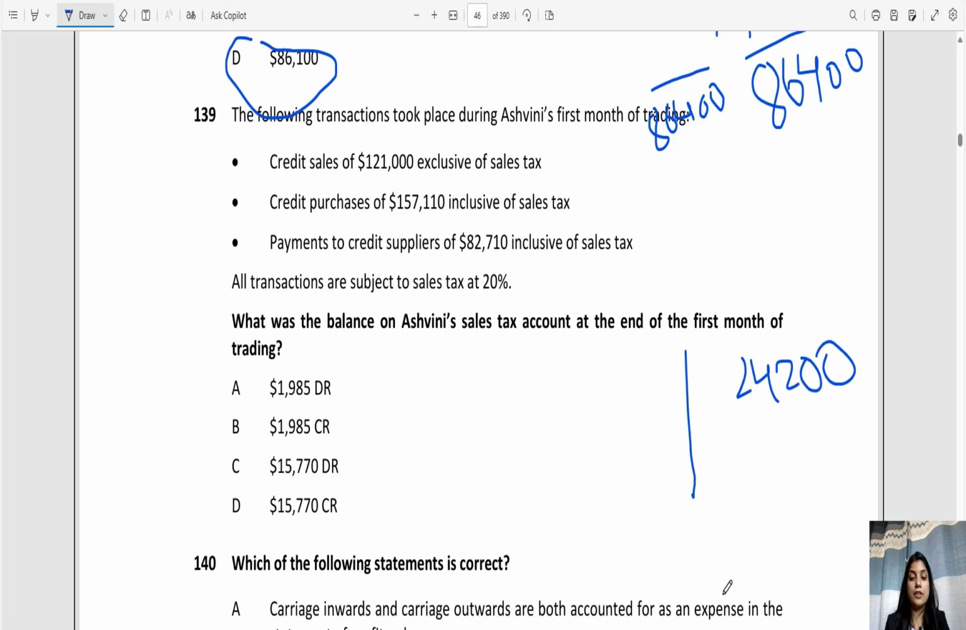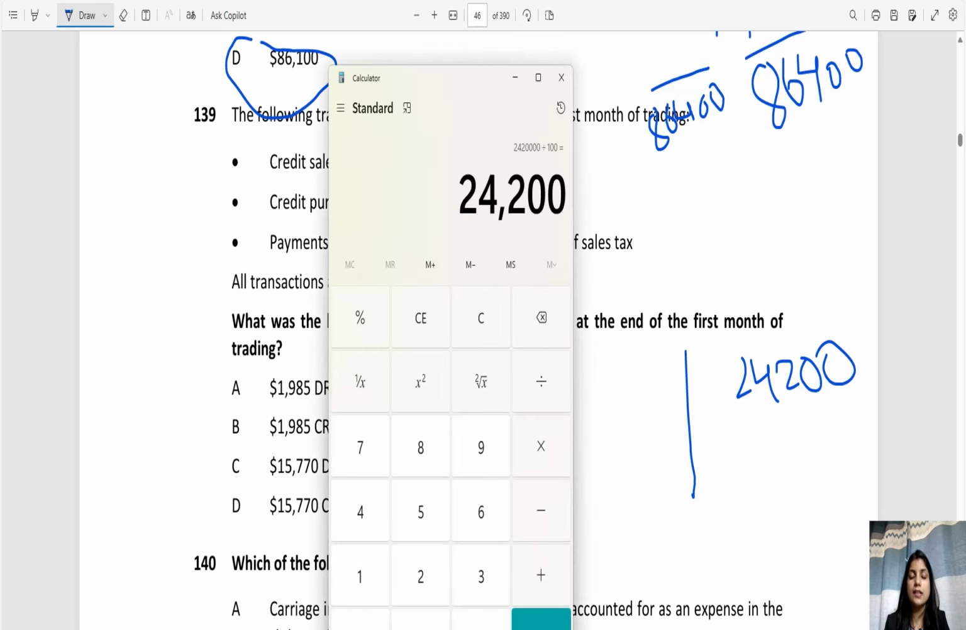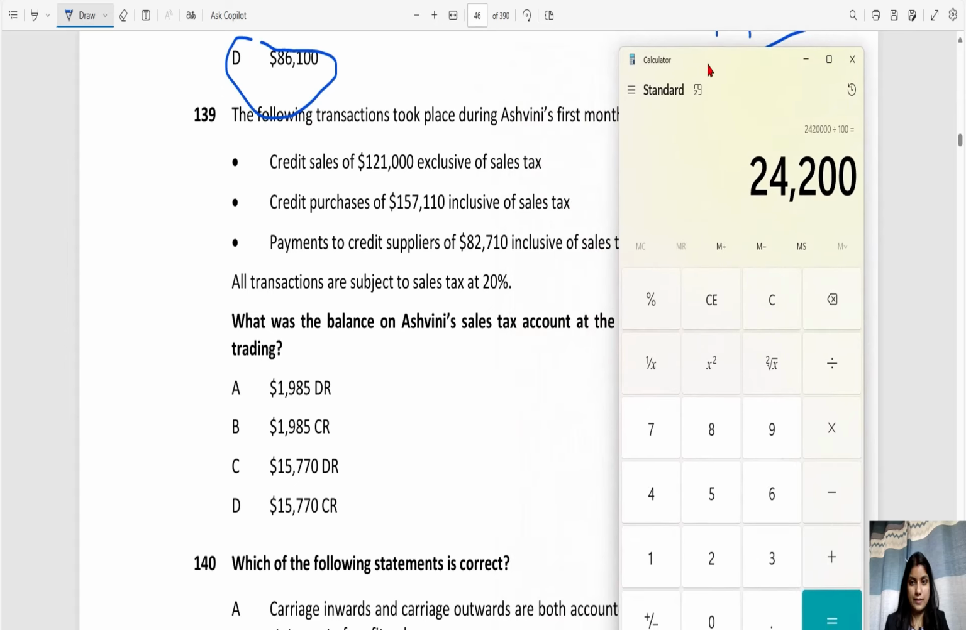But if in the next question they say inclusive and it's related to purchases, it will reduce our sales tax balance, so it will be posted on the debit side, right? So how will we calculate if it says inclusive? So 157,110, and we will multiply by 20, but this time we won't divide by 100. Instead of that we will divide by 120, so it will give 26,185.